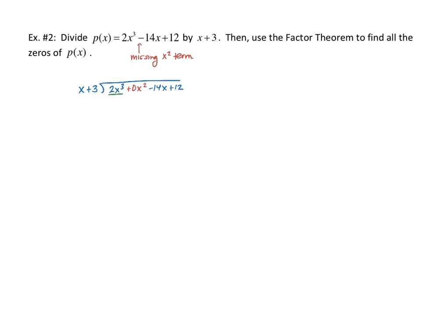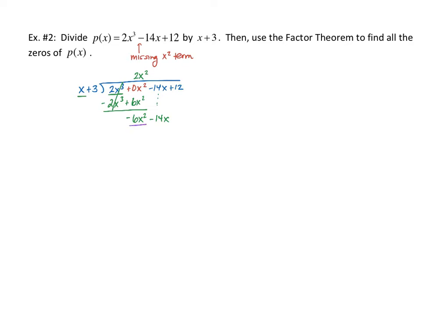So I'm going to begin with the leading terms. 2x cubed divided by x gives us 2x squared. After we divide, we multiply. So 2x squared times x, and then 2x squared times 3. We're subtracting now. 2x cubed minus 2x cubed, those terms cancel. And 0 minus 6 gives us a negative 6x squared. Bring down the next term, start the process again.